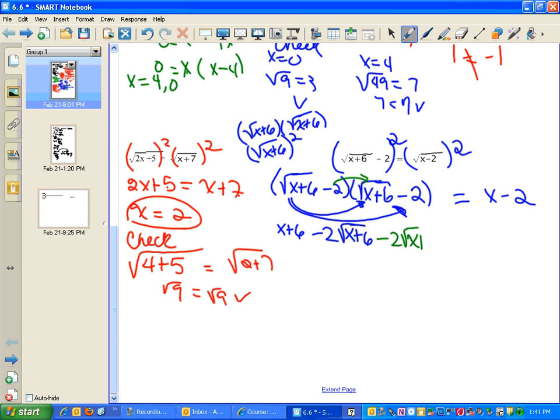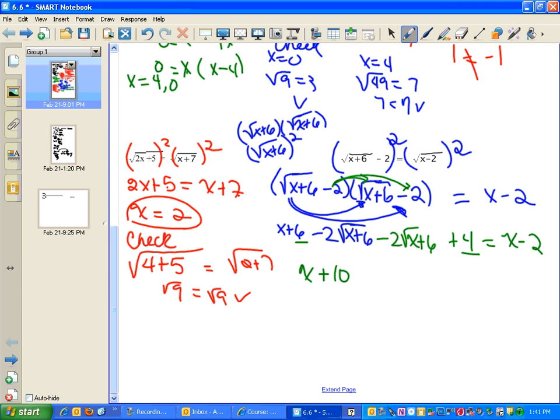Square root of x plus 6. And then when I take the negative 2 to the negative 2, what do I get? And now I still bring down that x minus 2. So this is a multiple step problem where we're just kind of doing the same thing over and over again. We're going to combine our like terms on the left. The plus 6 and the plus 4 gives me x plus 10.